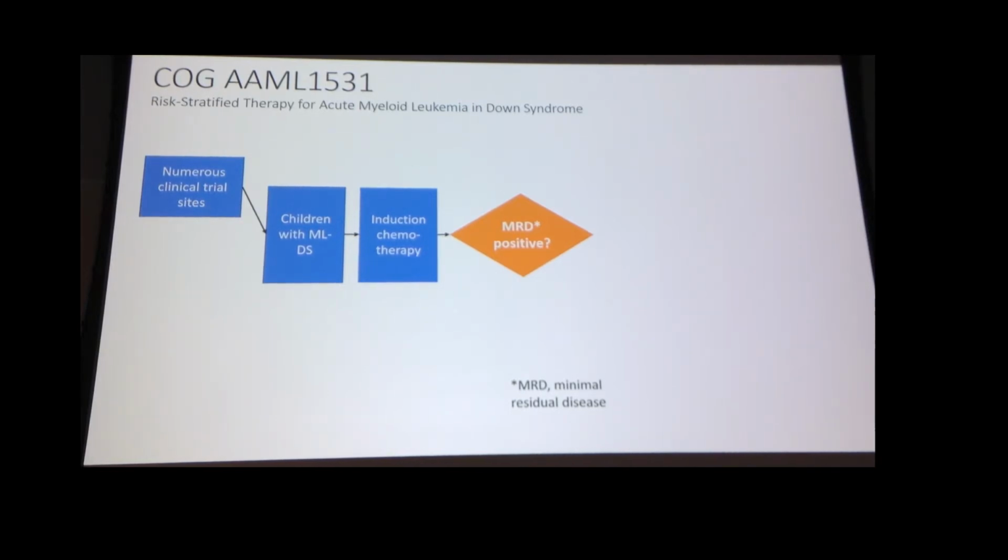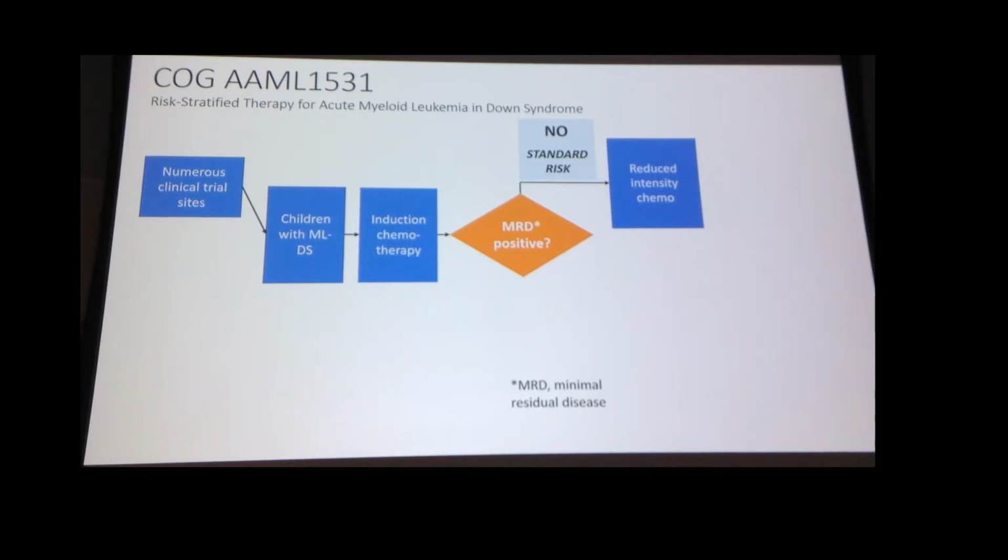They were treated with induction chemotherapy, and then they were tested for minimal residual disease at day 28 following the initiation of induction therapy. And the idea was to use the presence or absence of minimal residual disease as a prognostic marker to choose therapy for kids with acute myeloid leukemia. This idea was based on a previous study that showed that MRD positivity in kids with MLDS was a poor prognostic marker. So they tested kids for minimal residual disease.